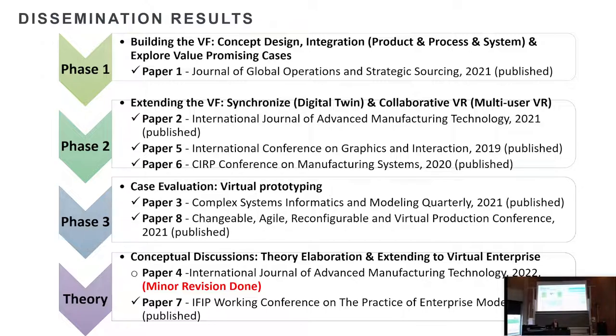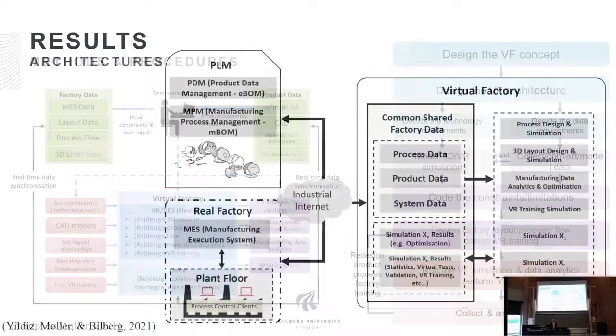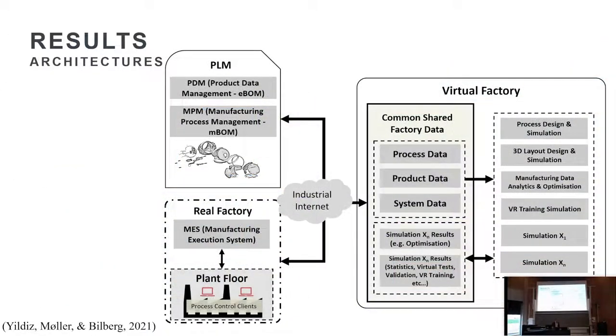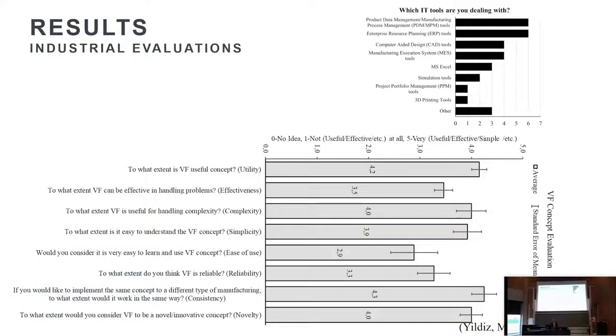We also introduced, of course, various artifacts. I will not try to explain all of them, but we simply tried to put there our methods, our procedures we followed during this work, what we learned from the industry, and architectures. These could be a bit specific to Vestas, but could be extended to different industries. This is, for example, an architecture for multi-user virtual reality. And of course, some evaluations and feedback from industry experts.